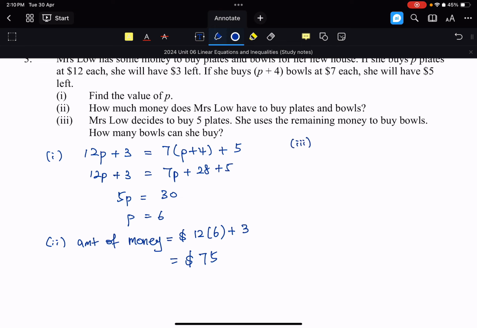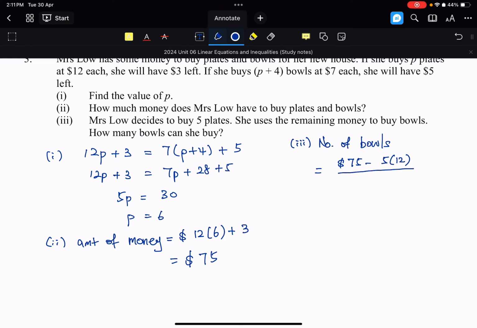So the number of bowls is actually equals to, she starts with $75 and she minus away 5 times the $12. Before we do that, we need to know how much money she has after buying 5 plates. So how much is each plate? Each plate is $12. So 5 plates is actually 5 times 12, which is $60. So this is the amount of money she has left after buying the plates.